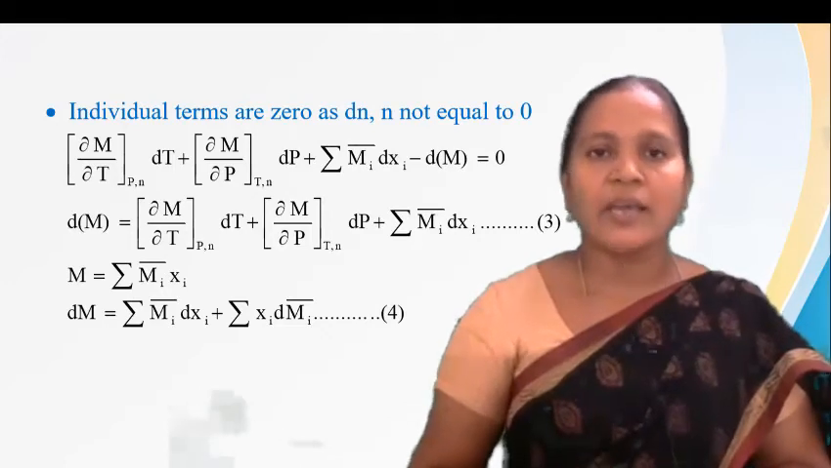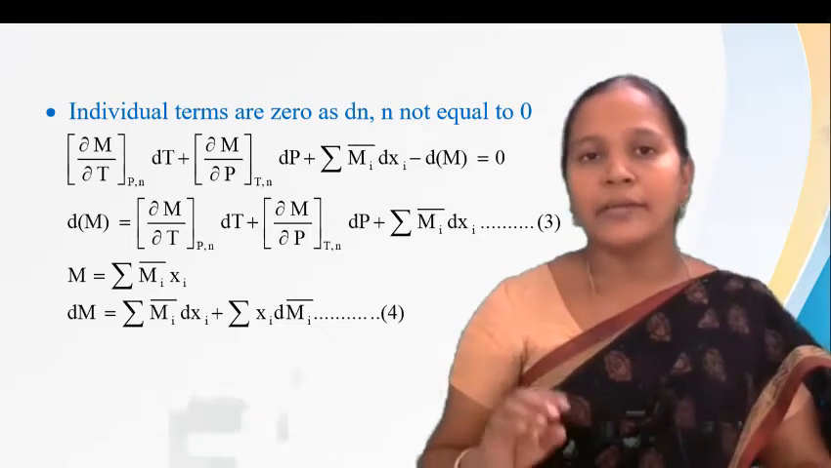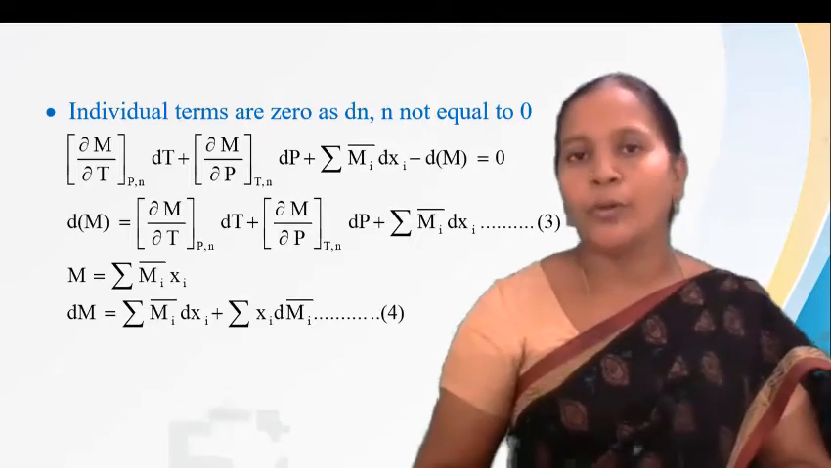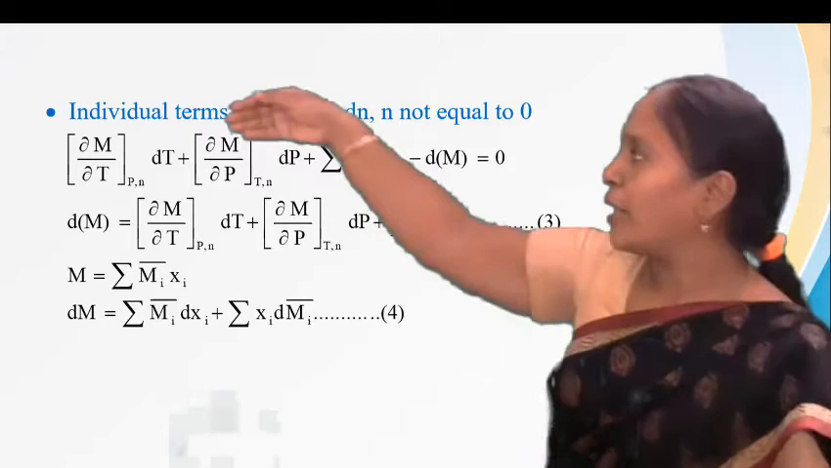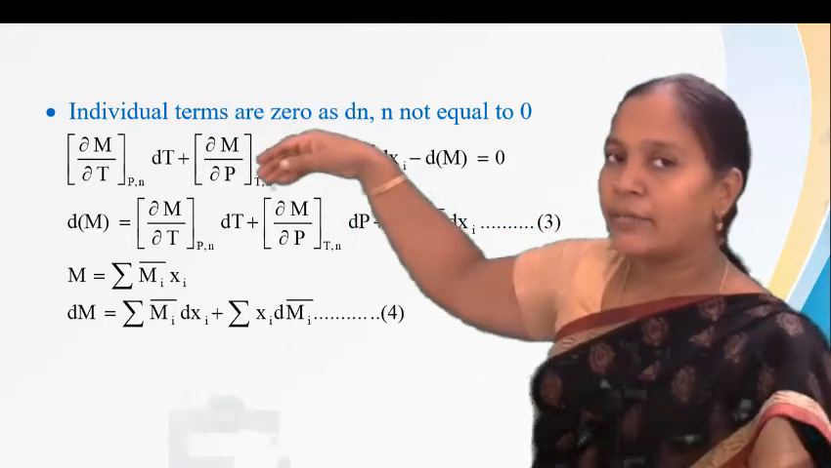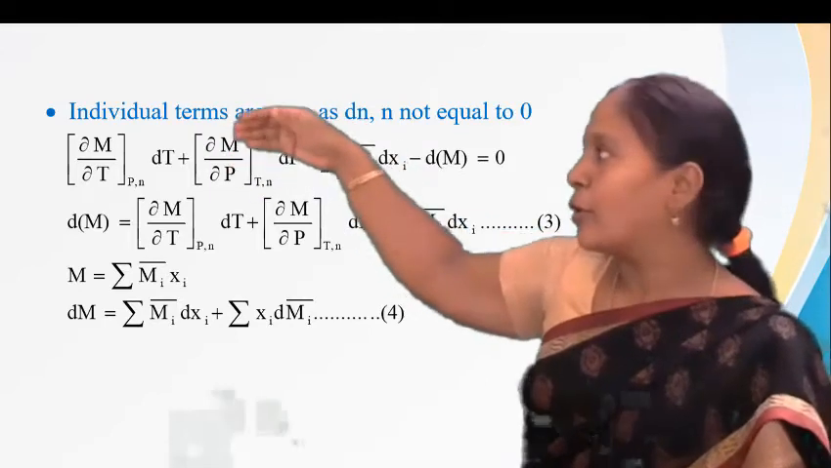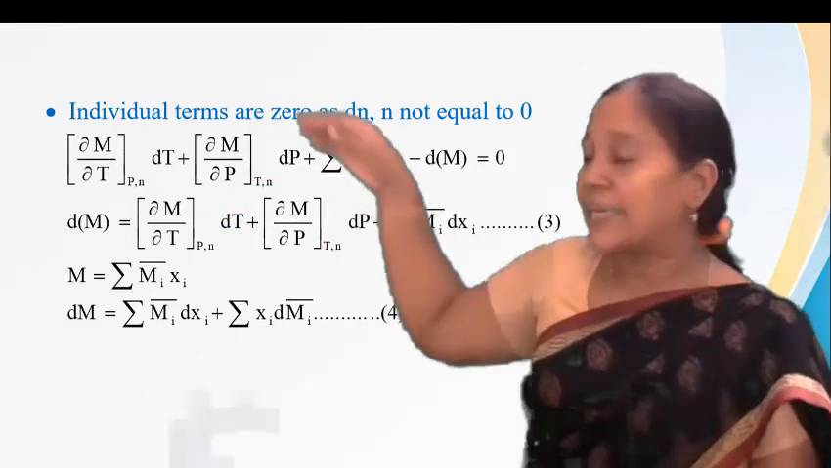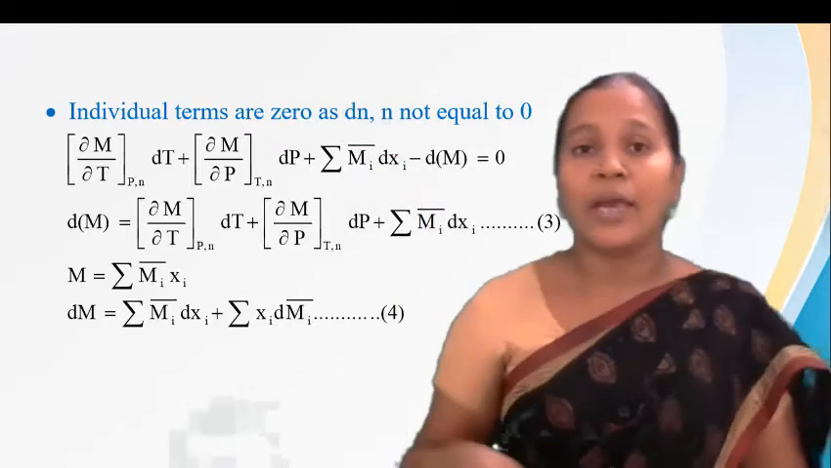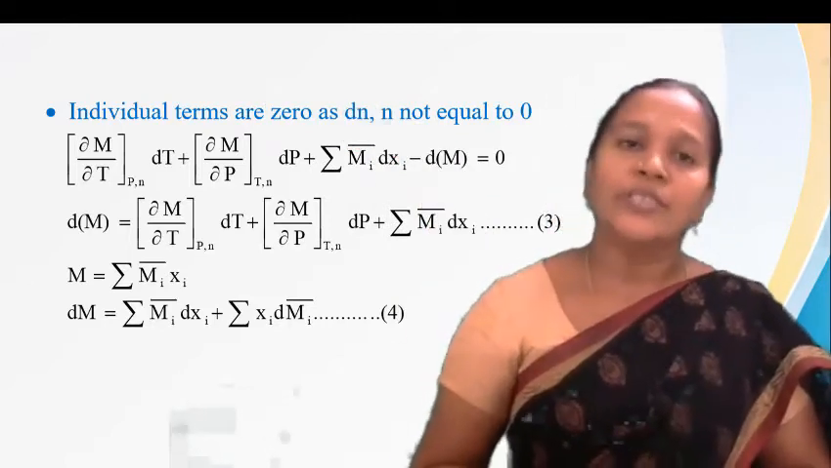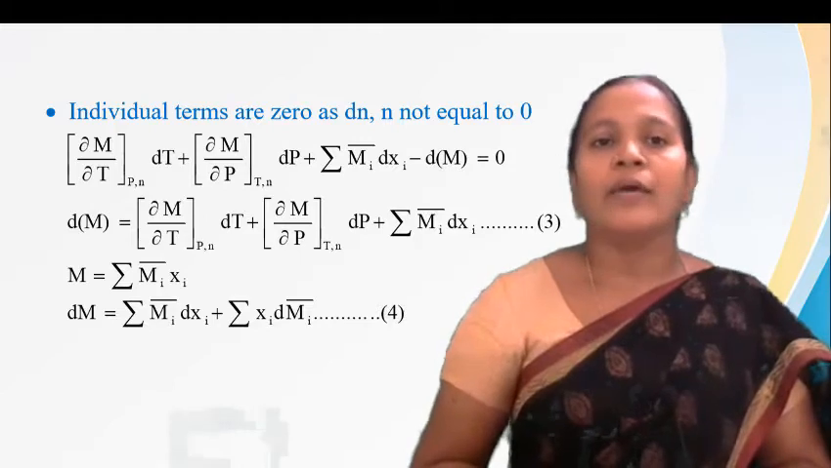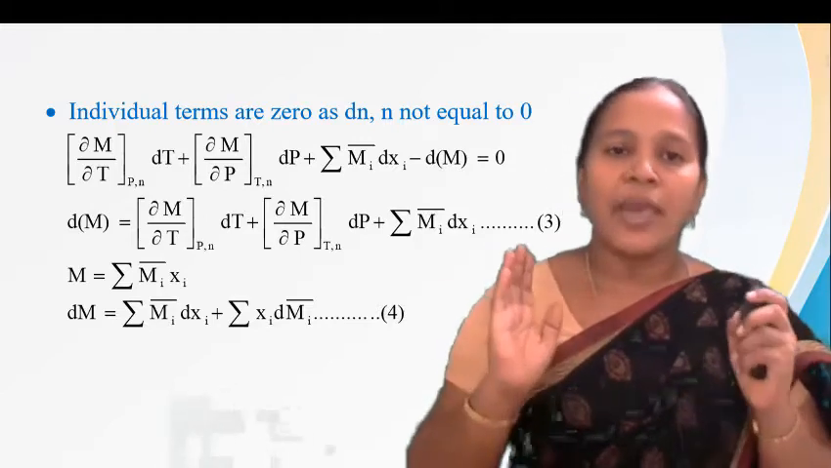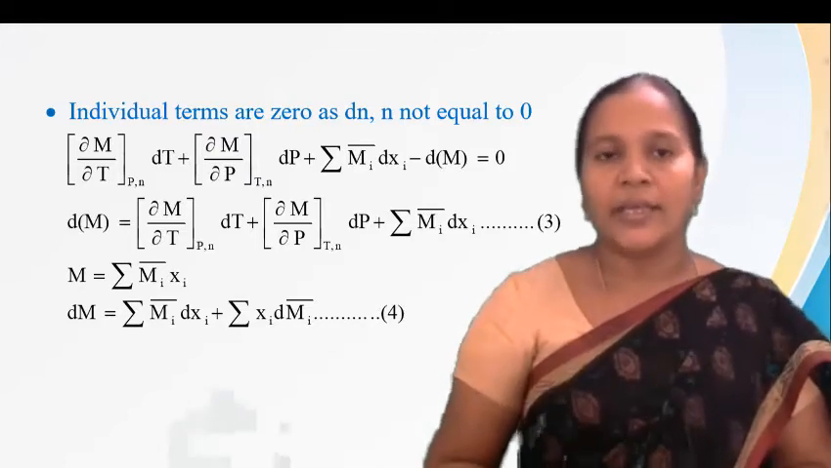Here, individual terms are 0 as dn terms and n terms are not equal to 0. Therefore, ∂M/∂T dT plus ∂M/∂P dP plus sigma Mi bar dxi minus dM is equal to 0. Then we know the summability relation, M is equal to sigma Mi bar xi.